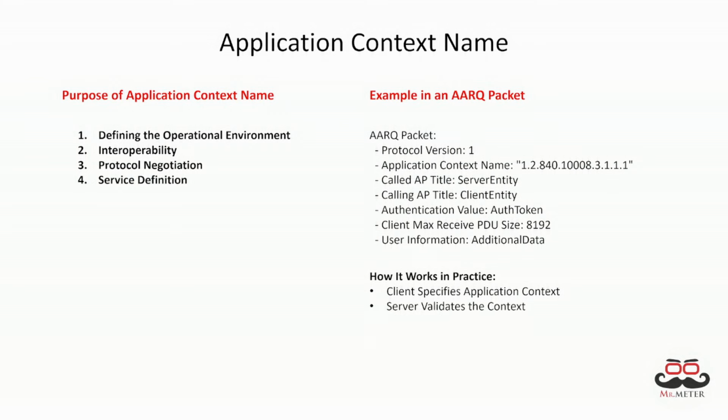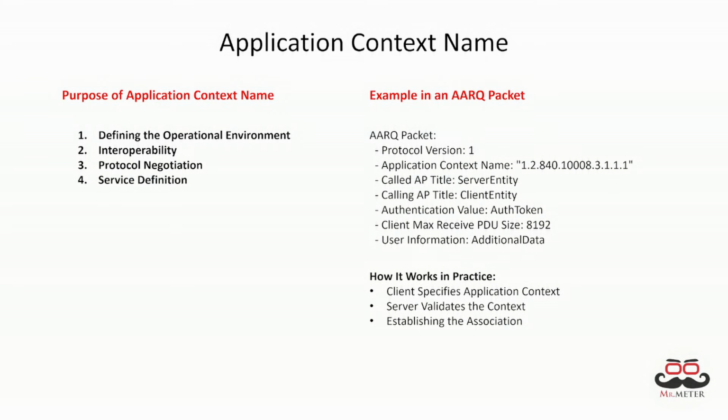Okay, the server validating the context. The server checks if it supports the specified application context name. If it does, the server proceeds with an association under the context. If not, it may reject the request or propose an alternative context.